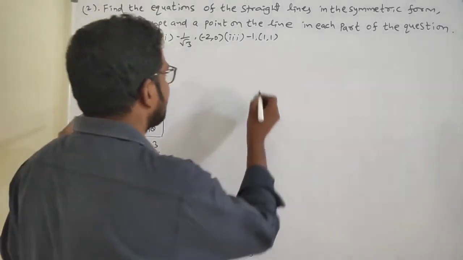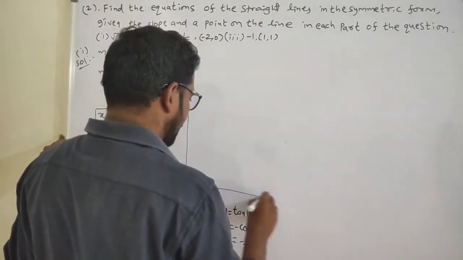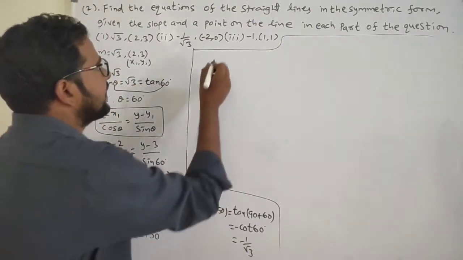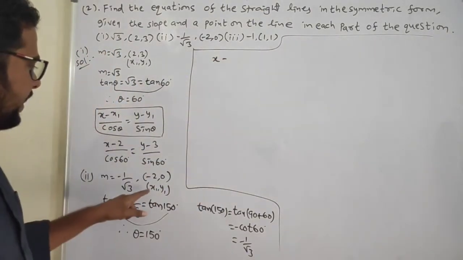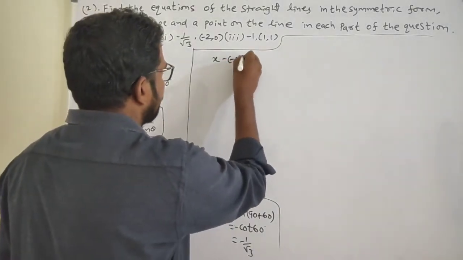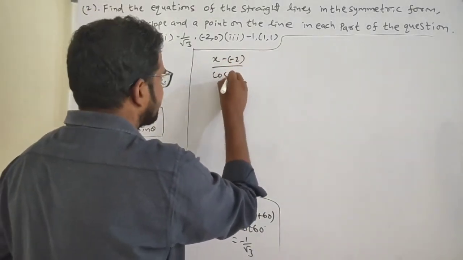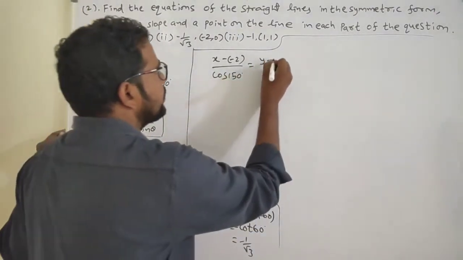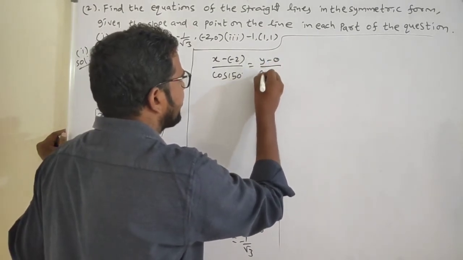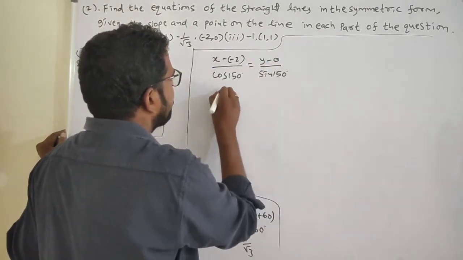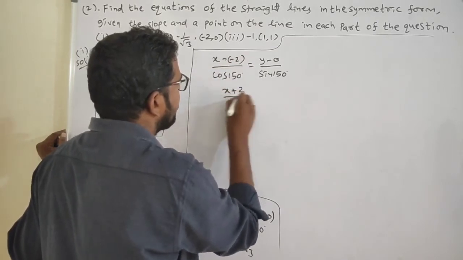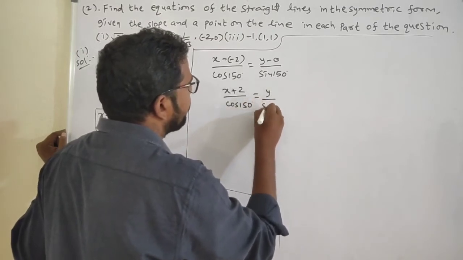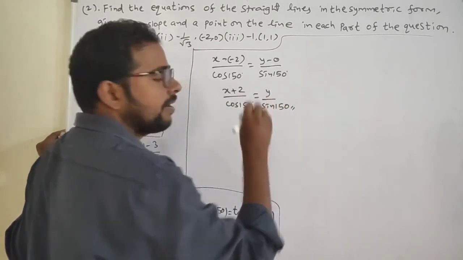సో రైట్ ఇన్ ద ఫార్ములా, what is form, x minus x1 by cos theta is equals to y minus y1 by sin theta. x1 is minus 2, so minus of minus 2 by cos theta, cos 150 degrees is equals to y minus y1. What is y1? 0 by sin theta, sin 150 degrees. x minus into minus plus 2, x plus 2 by cos 150 degrees is equals to y by sin 150 degrees. This is symmetric form.